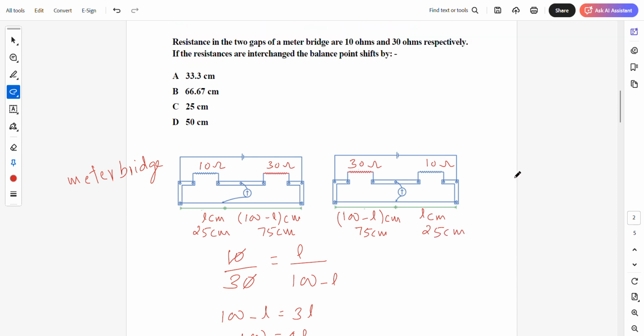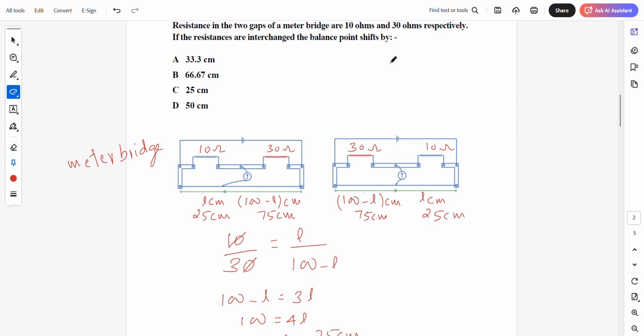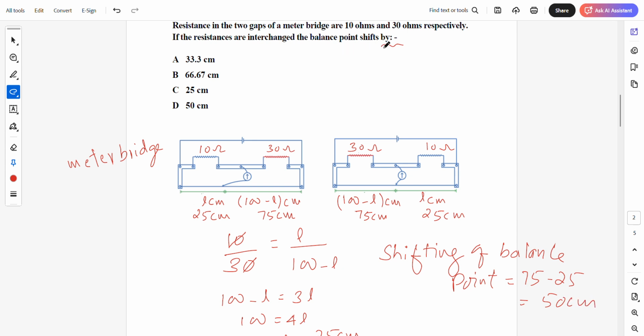But what is the question? If the resistances are interchanged, the balance point shifts by how much? Shifting of balance point will be equal to, earlier how much it was? 25 centimeter. Now how much it is? 75 centimeter. Therefore 75 minus 25 is equal to 50 centimeter, which is the right answer. It shifts by 50 centimeter. Hope you understood.